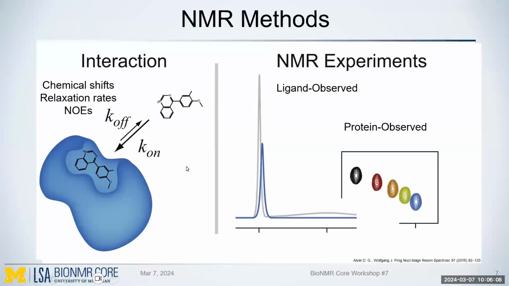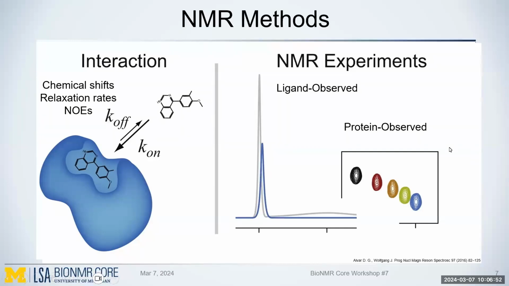So we can monitor those NMR parameters by using 2 kinds of NMR experiments. One is ligand observed experiments, and the other is macromolecule observed experiments. Here I'm using protein observed experiments as an example. In the ligand observed experiments, we focus on the signals from the ligand. And here's an example. This is a 1D spectrum, and the gray spectrum is from the free ligand, and the blue spectrum is after you add the macromolecule into the ligand. So you can see that the chemical shift of the ligand peak changes, and the line shape also changes. So based on those spectra, you can say that this ligand binds to the macromolecule.